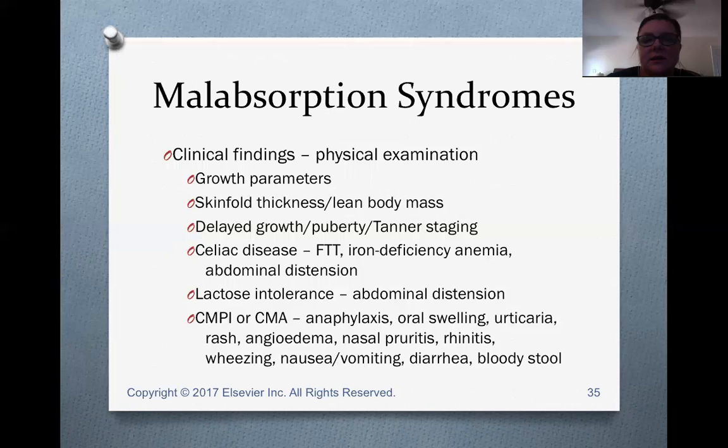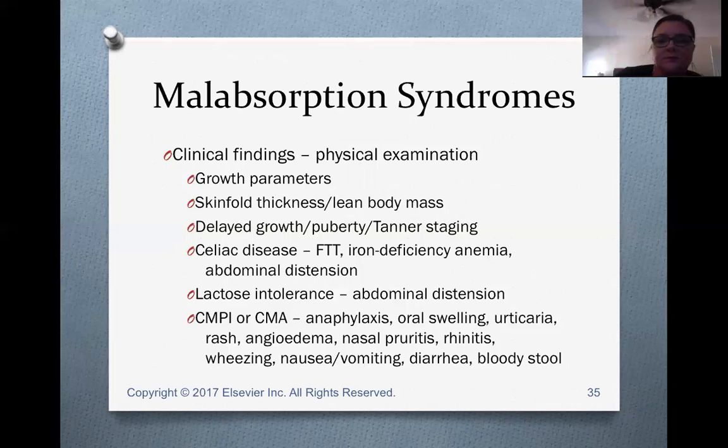In celiac disease, a lot of times they'll have iron deficiency anemia just from the chronic inflammation where they're not able to absorb iron. Abdominal distension is kind of one of the red flags for lactose intolerance. A lot of times kids will not be able to tolerate anything with lactose, and the only symptom may be just gas and a bloated stomach.